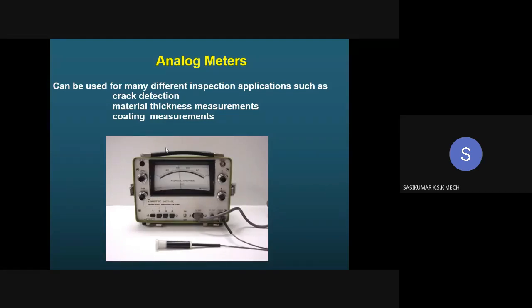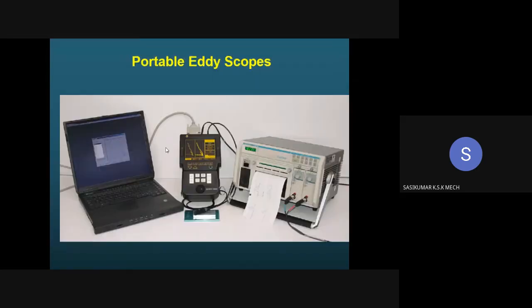Analog meters will point to the amount of the quantity you are measuring. If it is voltage or magnetic flux, that will be indicated by the needle in the analog meter. And you have portable eddy scopes. Eddy current scopes can be portable, because you may need your instruments to be portable to different places. So for such cases you have portable eddy scopes as well.